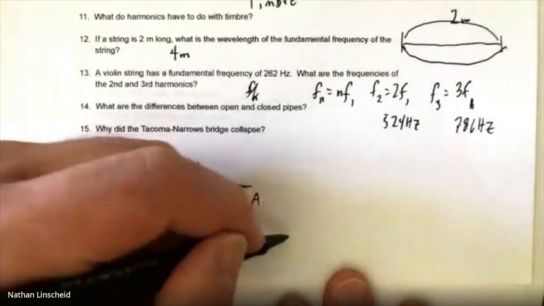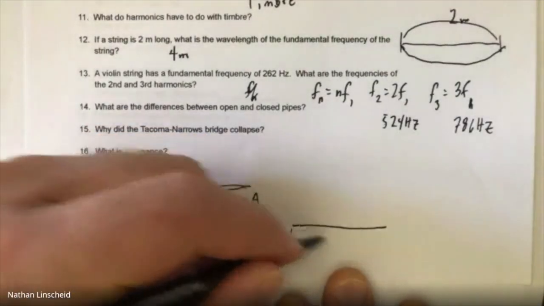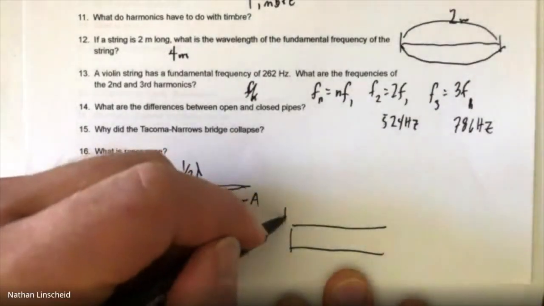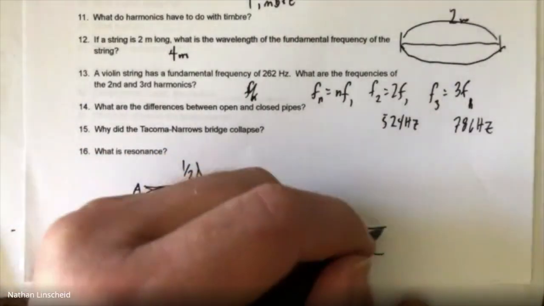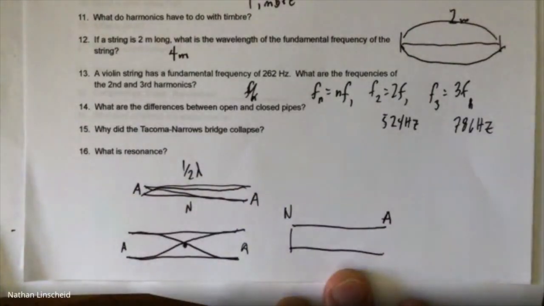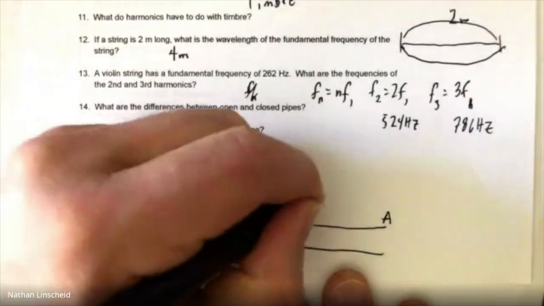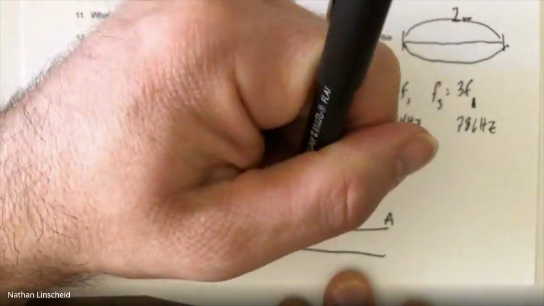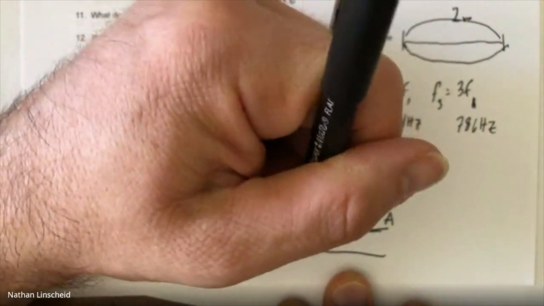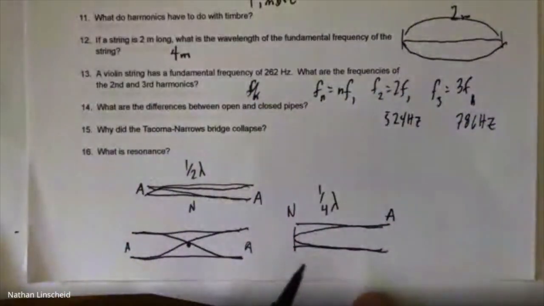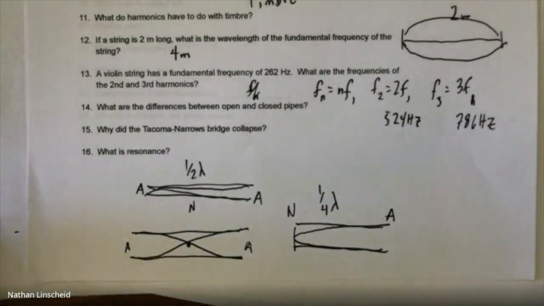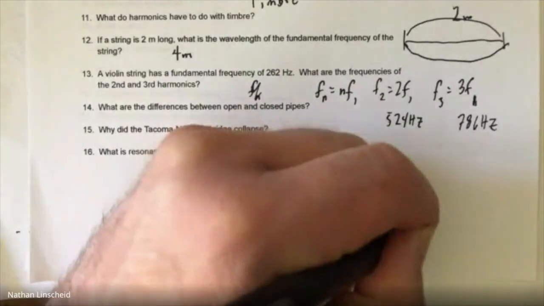Now, on a closed pipe, at the end, I have to have a node. And I have to have an antinode here. So now I can actually fit a quarter wavelength into that pipe. So that's a difference. The other thing is I can only have odd harmonics here.